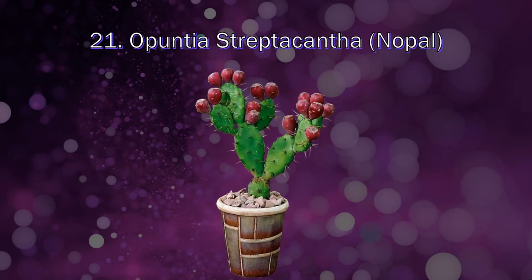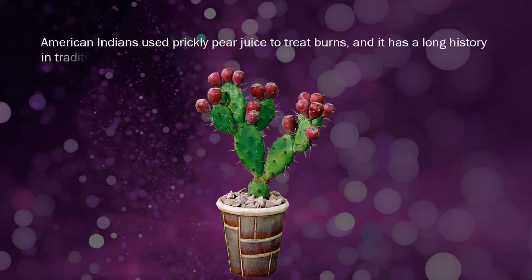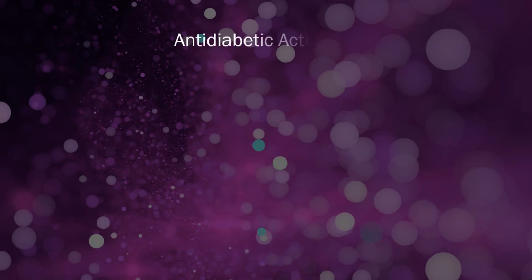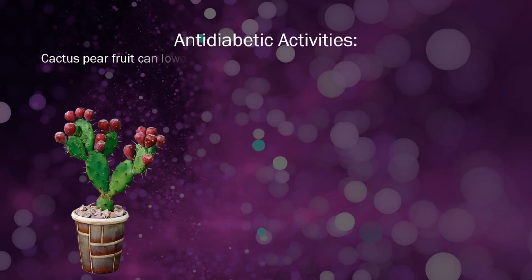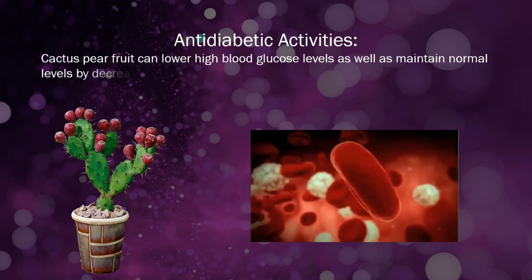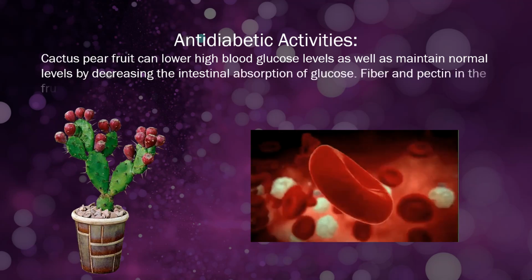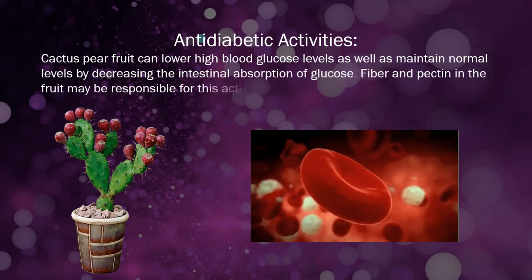21. Opuntia streptocantha, nopal. American Indians use prickly pear juice to treat burns, and it has a long history in traditional Mexican folk medicine for treating diabetes. Anti-diabetic activity: cactus pear fruit can lower high blood glucose levels as well as maintain normal levels by decreasing intestinal absorption of glucose. Fiber and pectin in the fruit may be responsible for this activity.